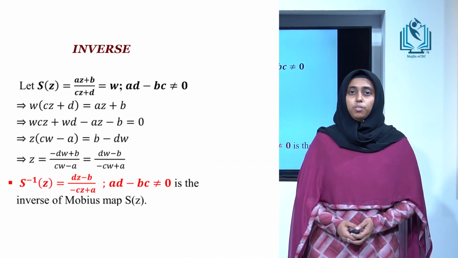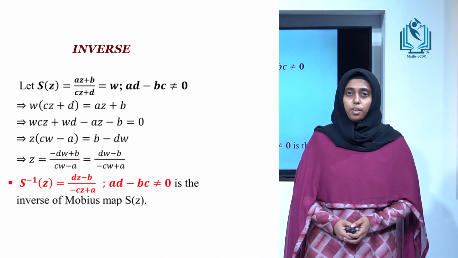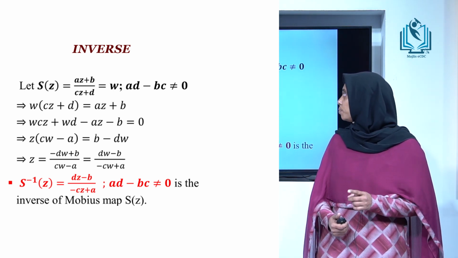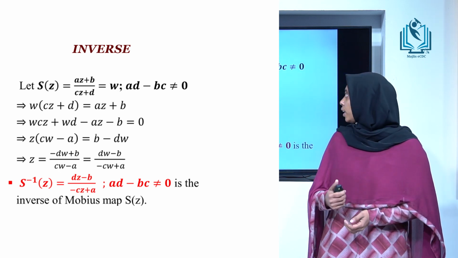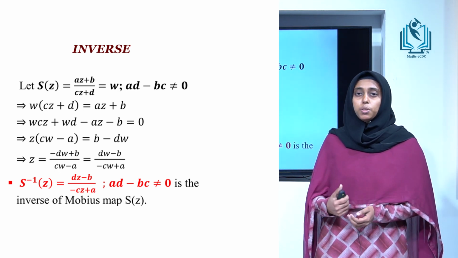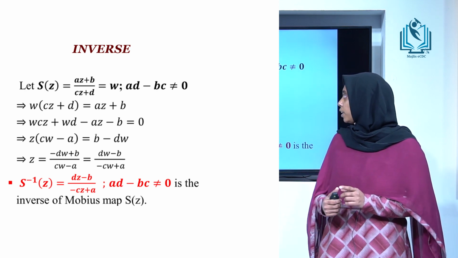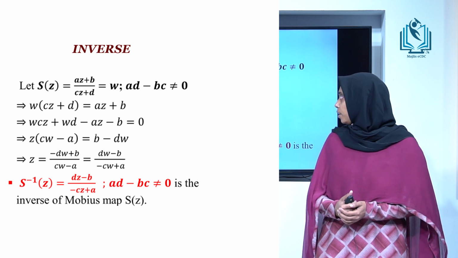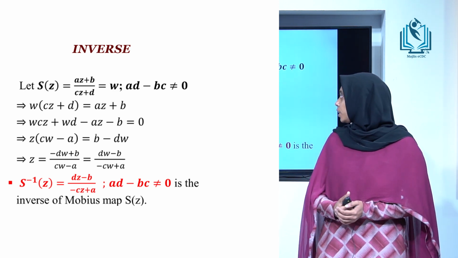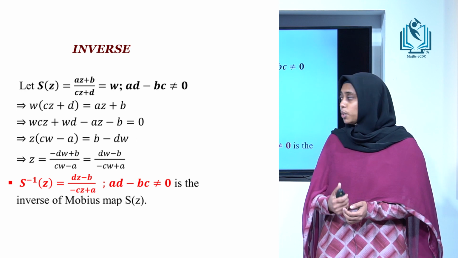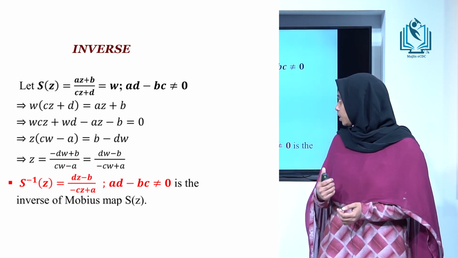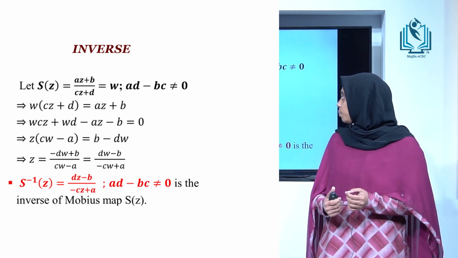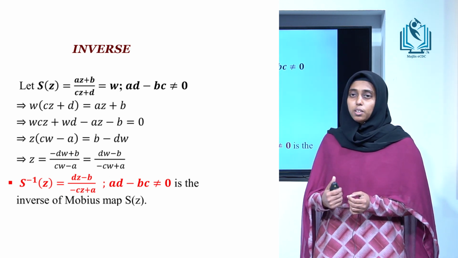Next we have the inverse of a Mobius transformation. By the definition of Mobius transformation, we have S of z equal to az plus b divided by cz plus d. We can denote it as w, where ad minus bc not equal to 0. By cross multiplying, we get w into cz plus d equal to az plus b. By removing the brackets, we get wcz plus wd minus az minus b equal to 0. Taking z as common, then z into cw minus a equal to b minus dw.